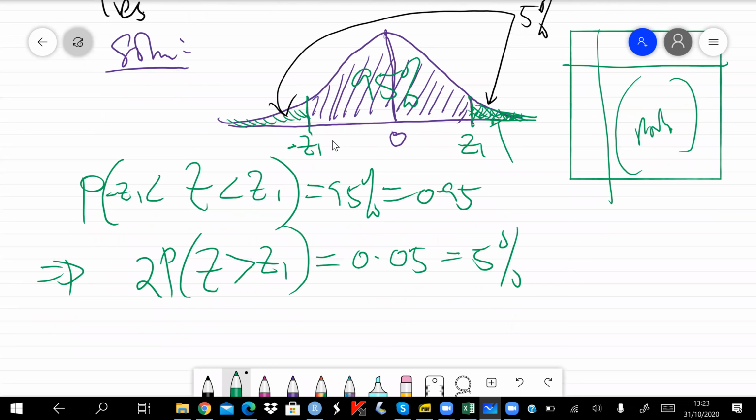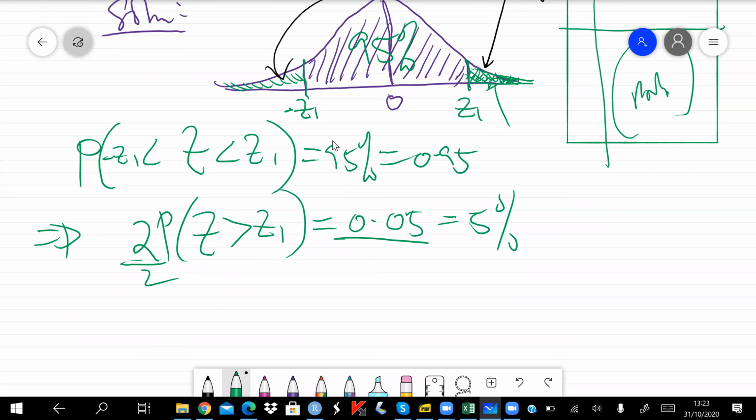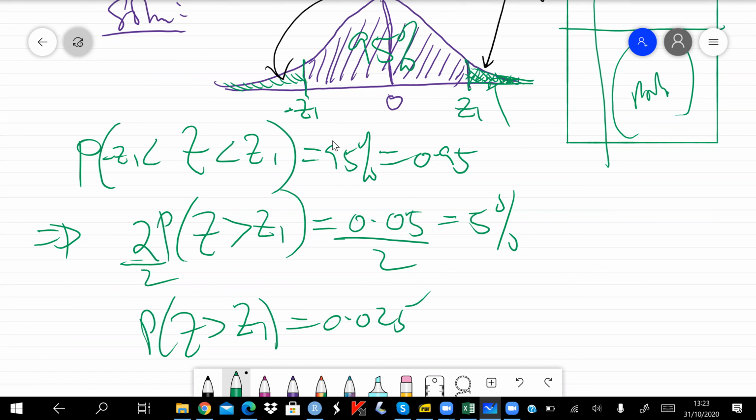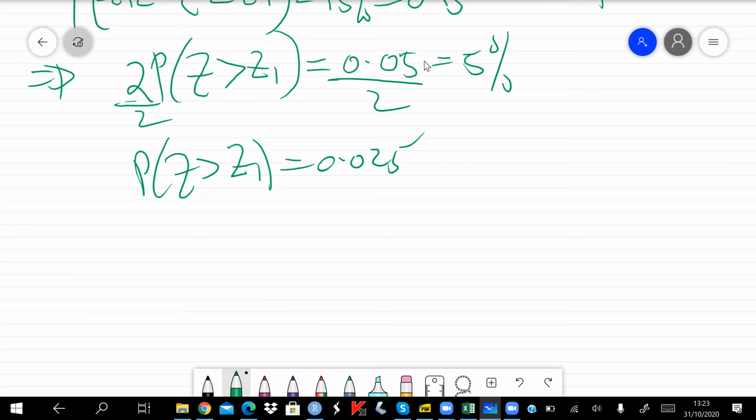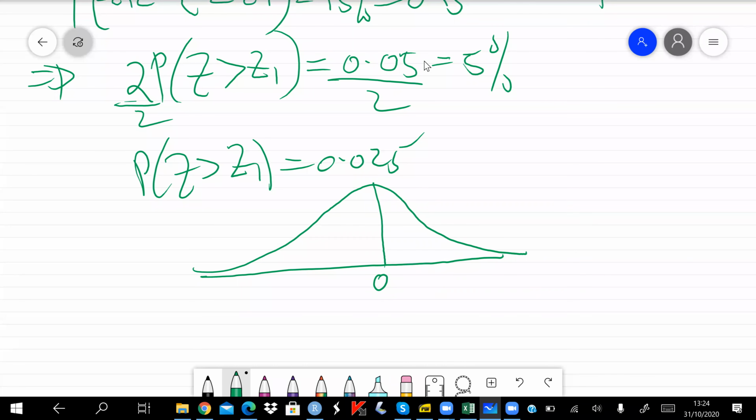Then dividing both sides by 2, you will notice that the probability that Z is bigger than Z1 is 0.025. Divide both sides by 2. Okay. So I can draw another diagram here to represent this story. We have 0 here, this is Z1. So we're saying this is 2.5%, which is 0.025.